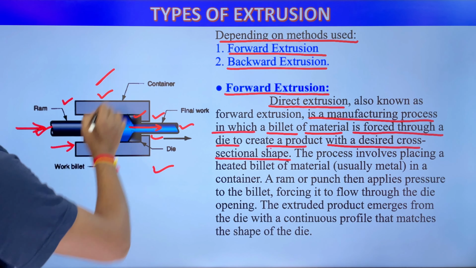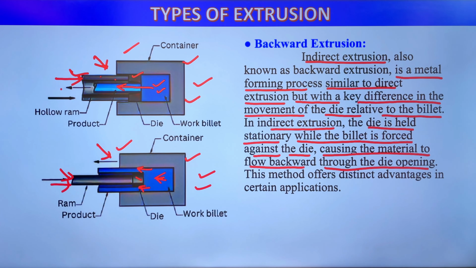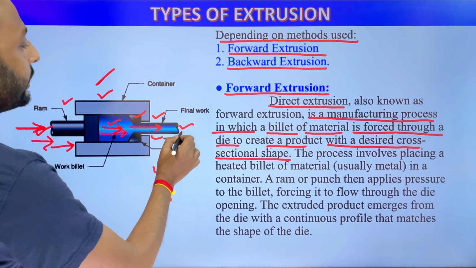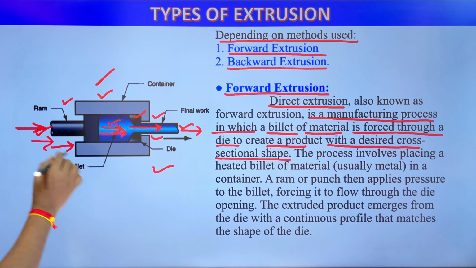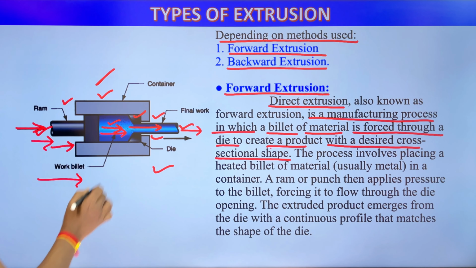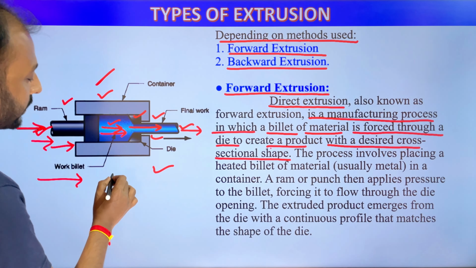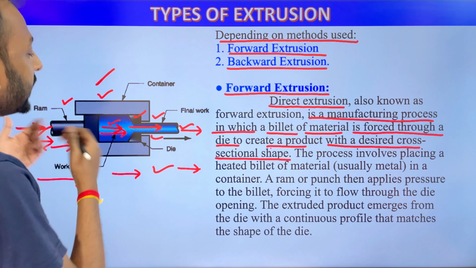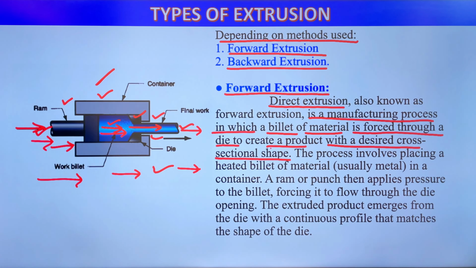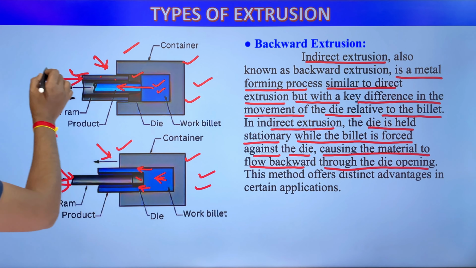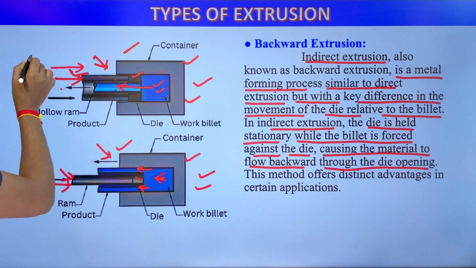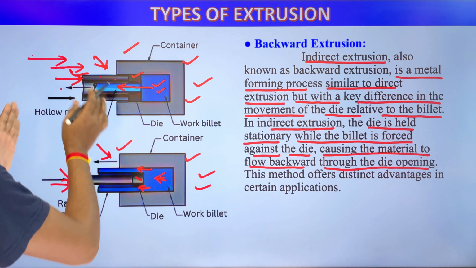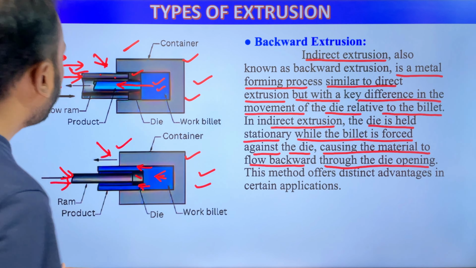So why is this called forward extrusion and why is this called backward extrusion? When we apply force on the ram, the metal billet goes in the direction of the ram and the product comes out to this side. So we are forcing the ram from left to right, and the movement of the metal billet is in the same direction and the product goes in the same direction. So movement of all components is in the same direction, that is in forward direction. That's why this is called forward extrusion. And in case of backward extrusion, we are forcing the ram from left to right, but the movement of the metal billet is from right to left, opposite to each other. That's why it is called backward extrusion process.